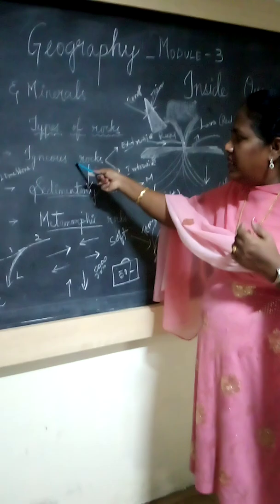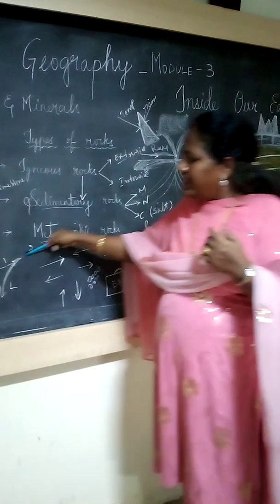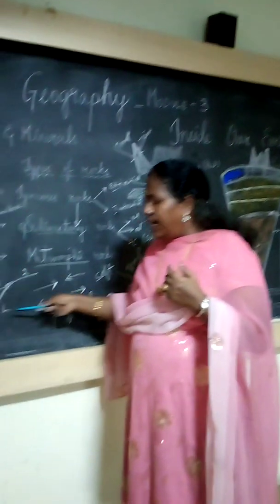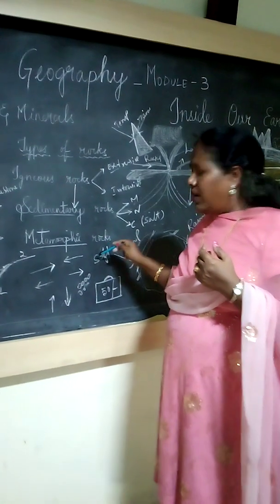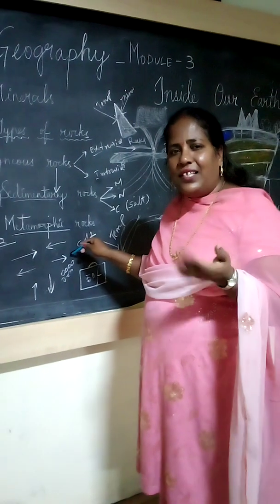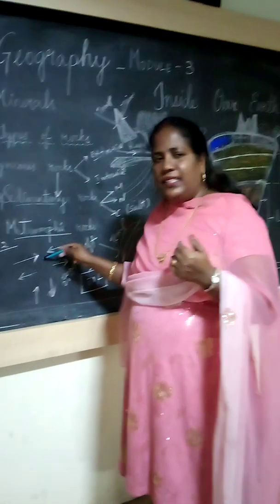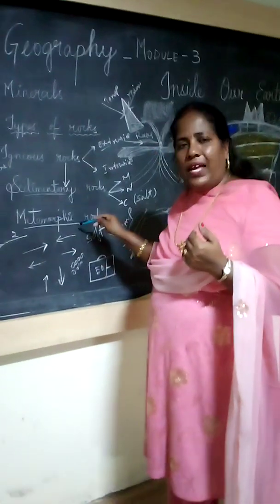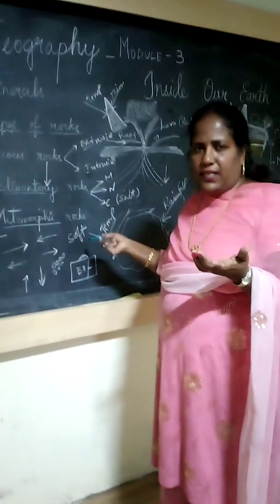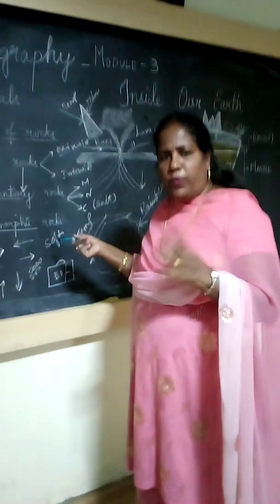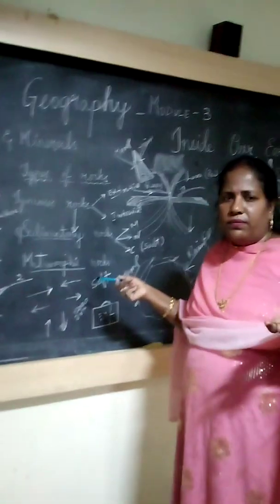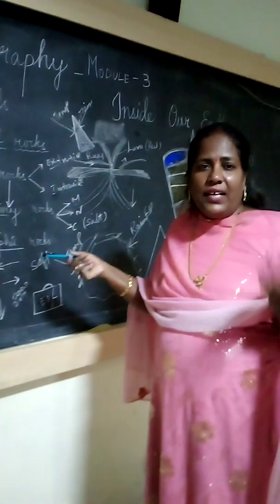Next one, metamorphic rocks. So these igneous and sedimentary rocks go inside, moving with the plate tectonics, because of the magma inside the mantle layer. Because of the high temperature and pressure, these rocks change into metamorphic rocks. I also told examples: clay made as slate, a soft rock. Next, coal becomes diamond. Diamond is a hard rock. Marble.